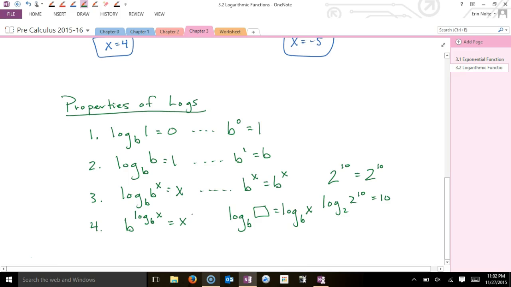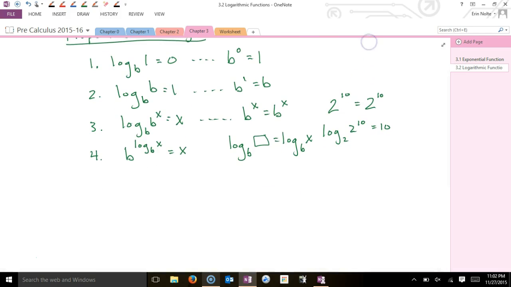So, something you might see: 3 to the log of base 3 of 1. What is that equal to? It's 1. Yeah, it's just 1.